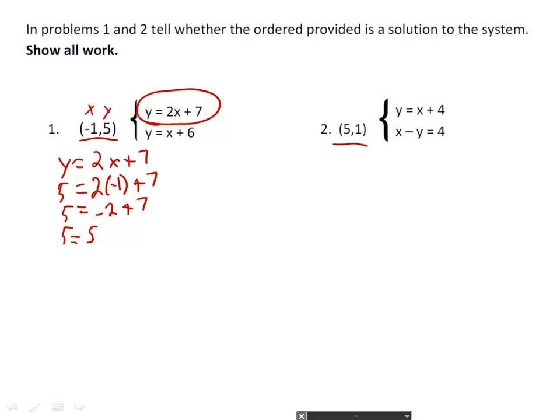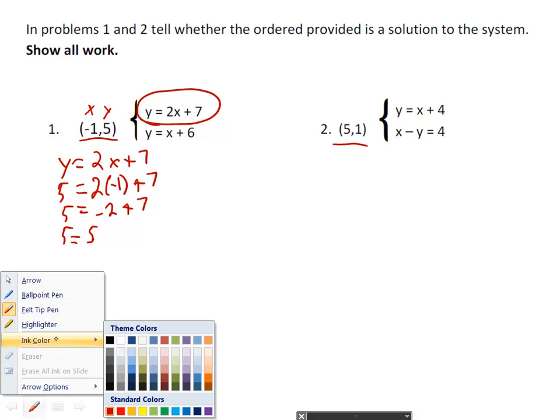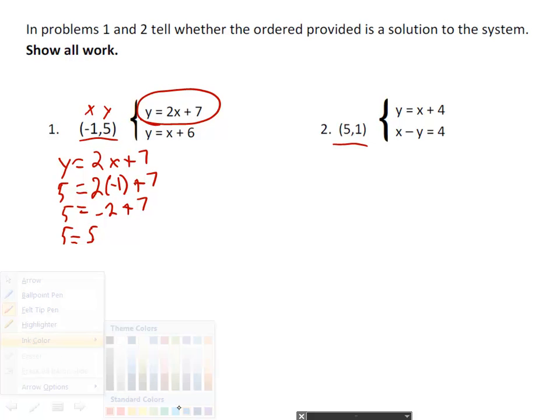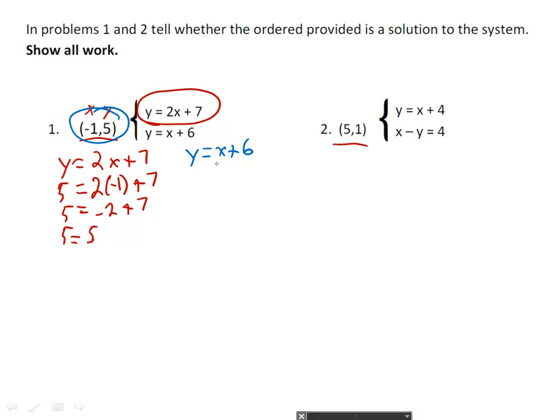So far we're good. It's got to work in both equations. It has worked in the first one. Let's try it in the second one now. That's y equals x plus 6. So we take this x and y value. So y is 5 and x is negative 1. So we put them in and do the math. Negative 1 plus 6 is 5. And again, it made a true statement. 5 equals 5. So we would say, yes, that is the solution for that system.